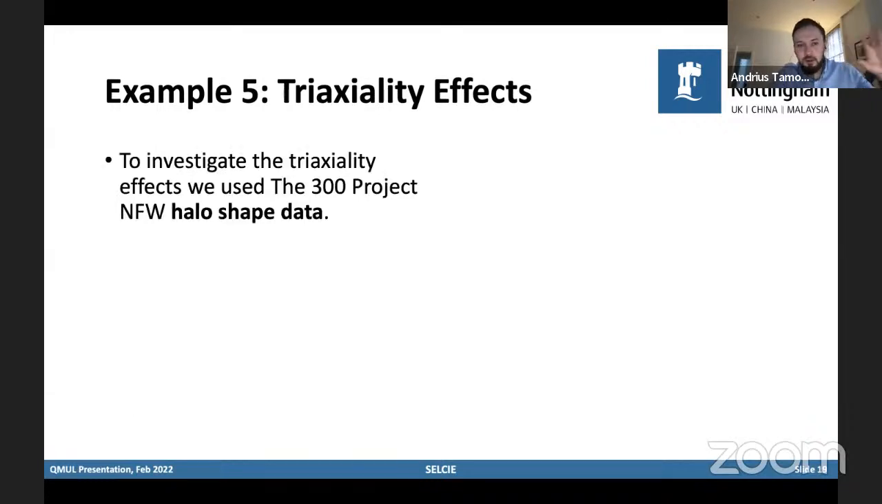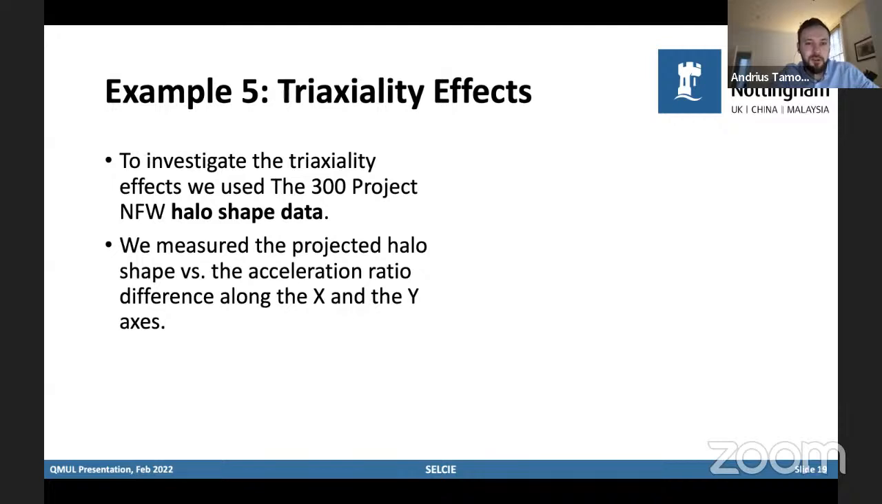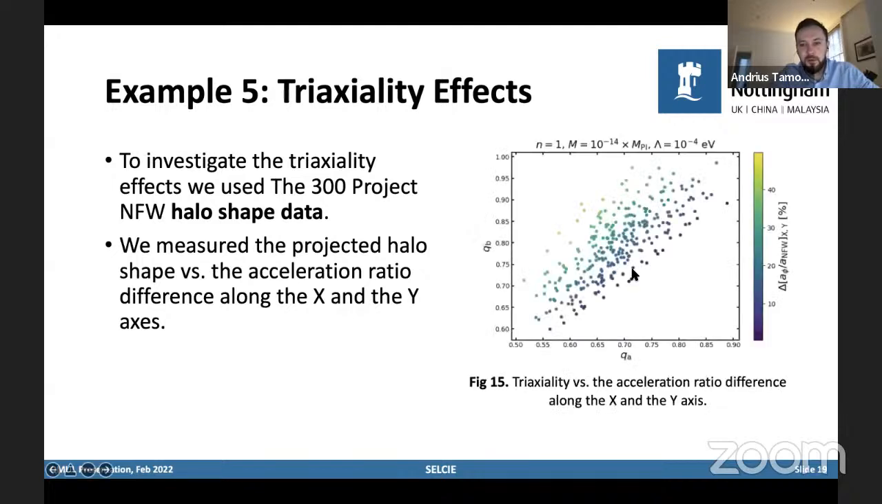So once again, we take the same 324 halos, we run our code on it. This is what we get. Just to remind you, QA and QB are these coefficients that tell you how stretched the halo is along the x and the y-axis. By definition, if it's equal to 1, that's the spherical case. If it's not, then it's either stretched or squished. So the main point is that these are the spherical halos, and the more you move away from that diagonal, you have the non-spherical halos. And the color now is the difference between the acceleration along the y and the x-axis.